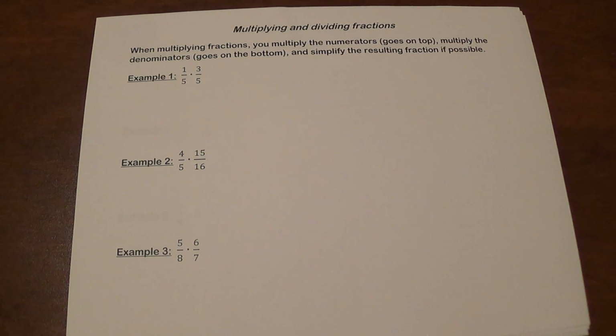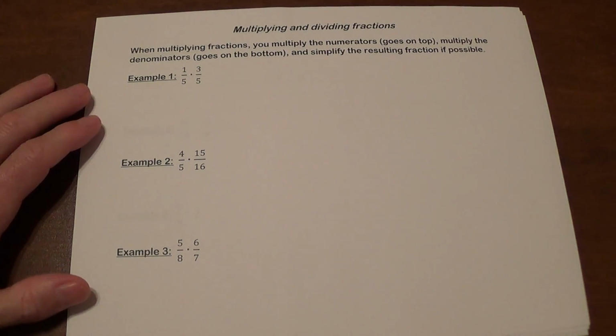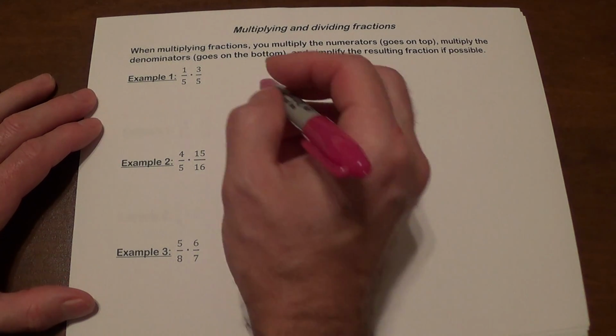When you multiply fractions, you're going to multiply the numerators, you're going to multiply the denominators, and you simplify the resulting fraction if it's possible. Just like any problem with fraction operations, you always want to make sure you simplify your final answer if it is possible.